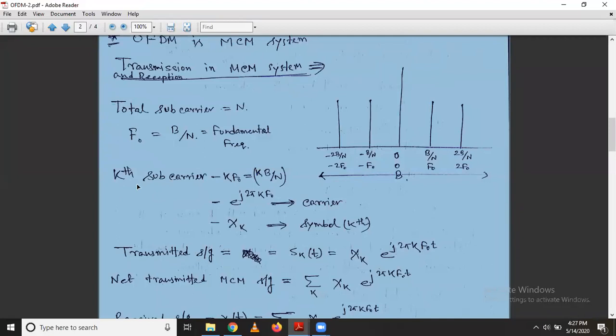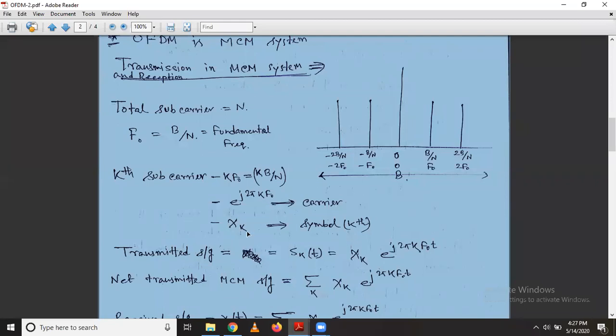Now, suppose we are considering the kth subcarrier. So the kth subcarrier has some particular frequency, k into F naught. With the help of this frequency, we can generate one carrier signal. The carrier signal is denoted by e to the power j2 pi k F naught t. That is nothing but your e to the power j2 pi f t. Okay. Xk is what? Xk is nothing but the kth symbol.